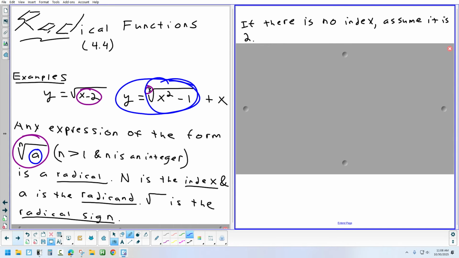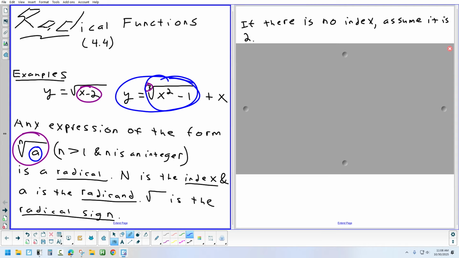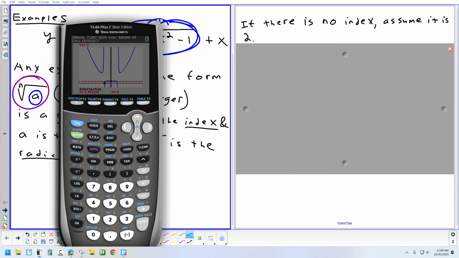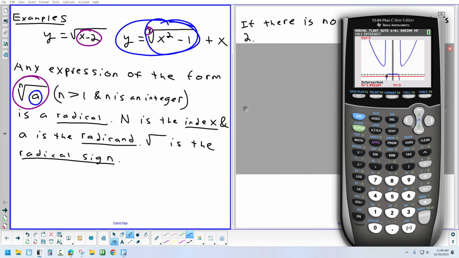I told you that a minute ago. If there is no index, we always assume it's 2. And when we write a radical, you can do it on the calculator, like if you wanted to do the square root of a number. We have a button for square roots. Second, x squared, and that's how you type in a square root. We'll talk about how you can do other roots in a little bit.